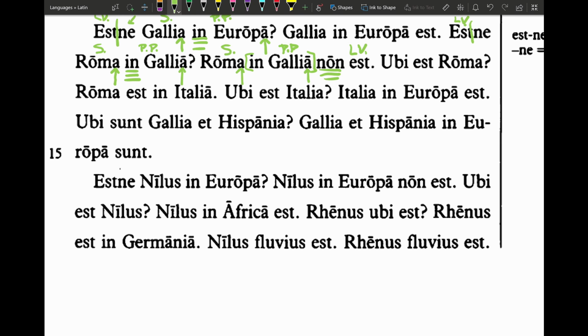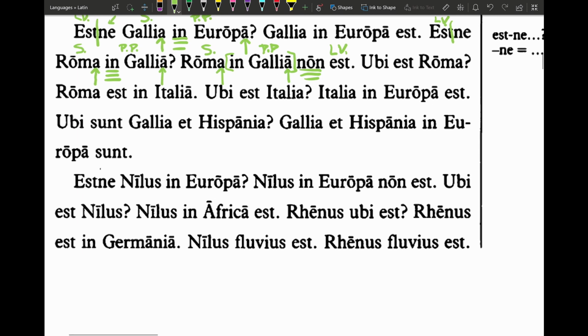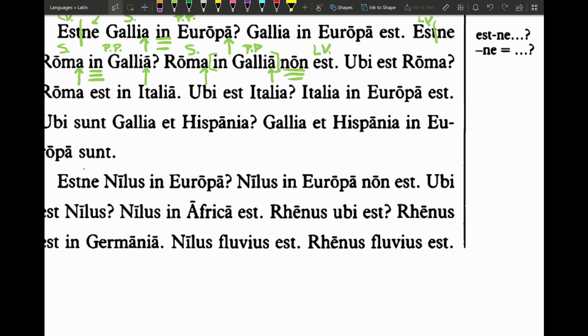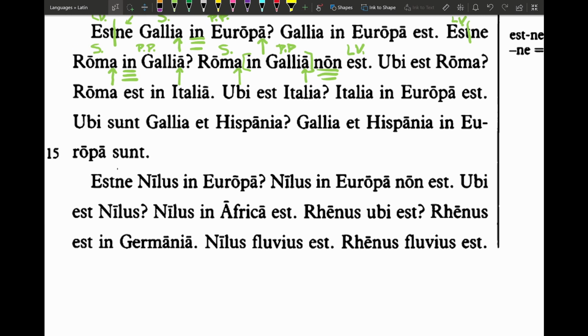Okay? Look at the next sentence. We have this new word here. It's called an interrogative. What is an interrogative? An interrogative is a word that introduces a question. Ubi simply asks where. Okay? So you should be able to translate that sentence without my assistance. Roma est in Italia. Ubi est Italia? Italia in Europa est. Ubi sunt Gallia et Hispania? Gallia et Hispania in Europa sunt. Okay, you should be able to translate these using the vocab and going through the simple steps that we've described thus far.